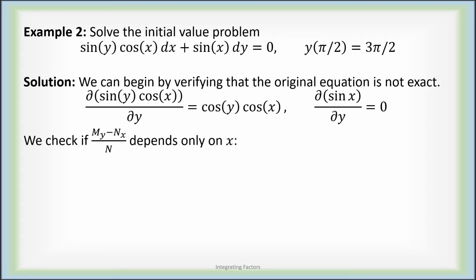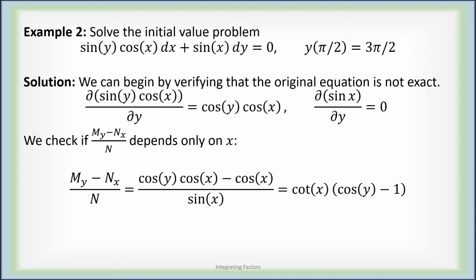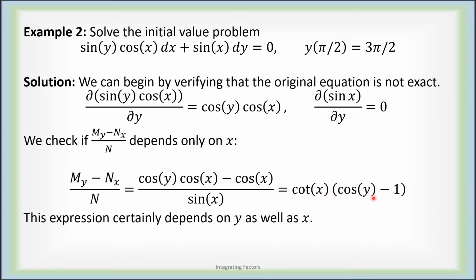So let's check if M sub y minus N sub x over N can be written as a function only of x. Well, M sub y and N sub x are given by cos y cos x minus cos x. N was just sine x. This works out to be the cotangent of x times the cosine of y minus 1, which definitely still has some y's left over. It doesn't just depend on x, so this won't quite work.